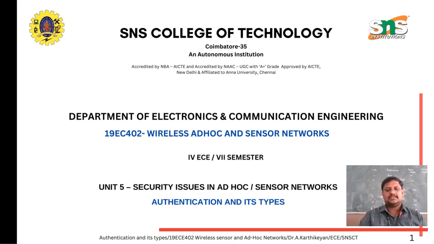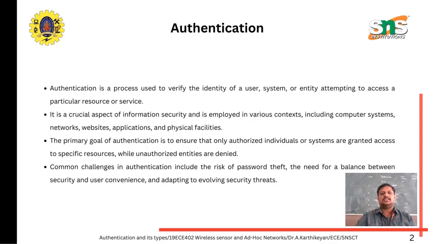Hi everybody. Today we are going to discuss the security issues in ad hoc sensor networks and authentication and its types. Authentication, in the sense, is to give approval, the approval of the message. It is a process to verify and identify the users, the system, or the entity attempting to access particular resources or services. That's called authentication.